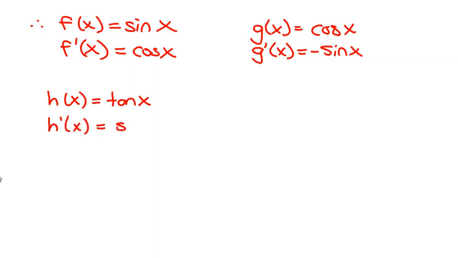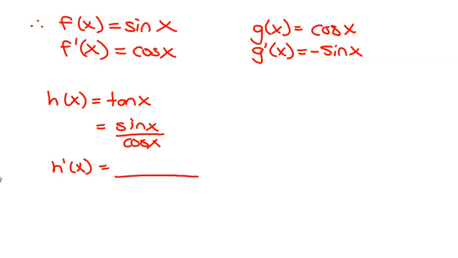Tan is just, oh, no. You know what? Before I jump into the derivative, I'm just going to fiddle with it. Tan is sine x over cos x, right? That's not the derivative yet. So why don't you guys do the quotient rule and figure out what that equals.